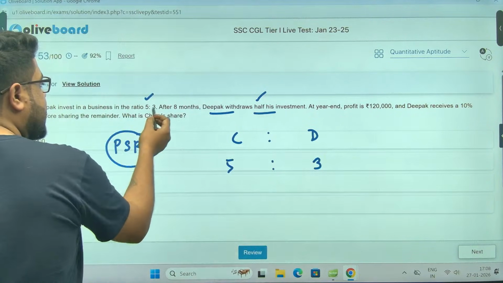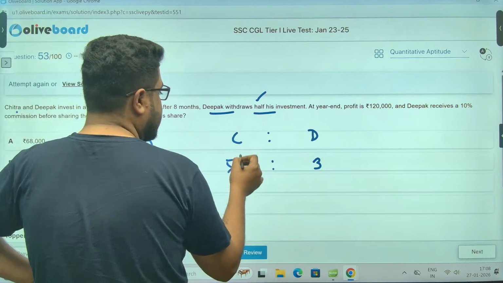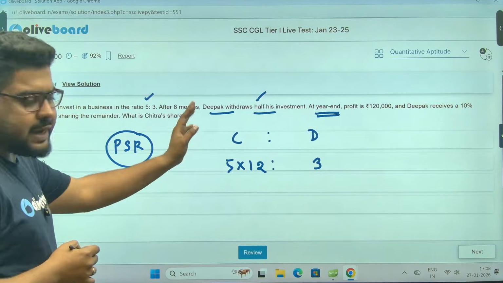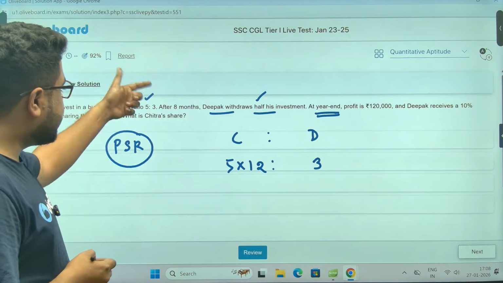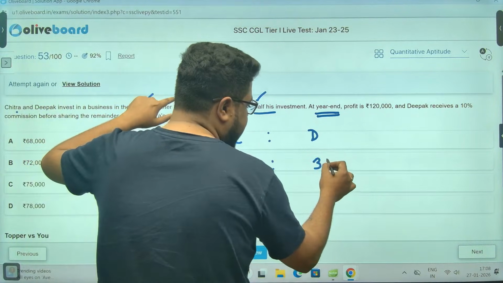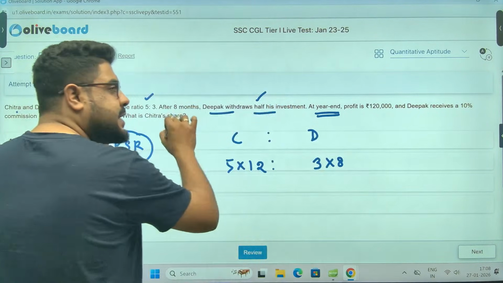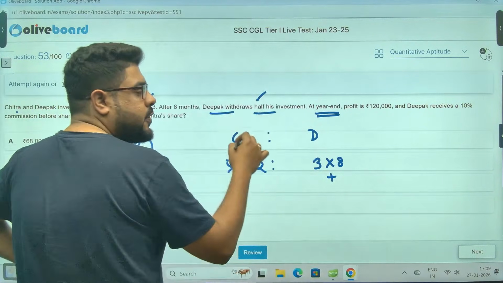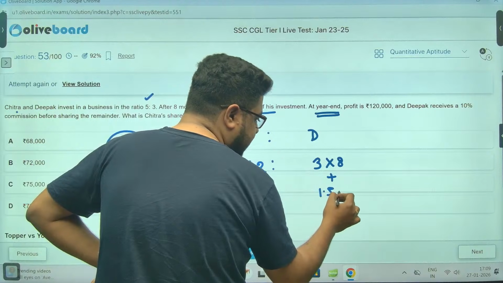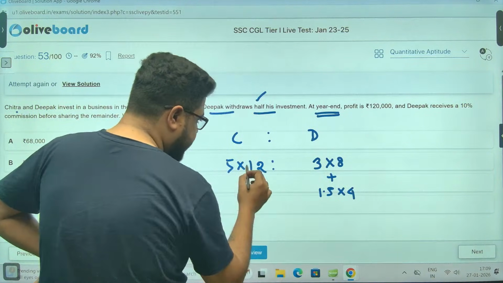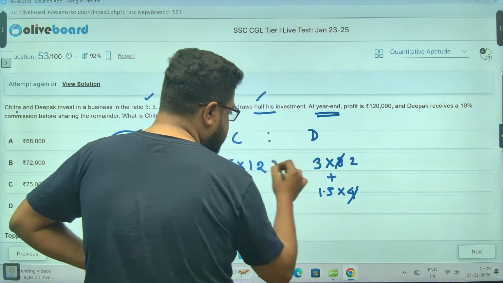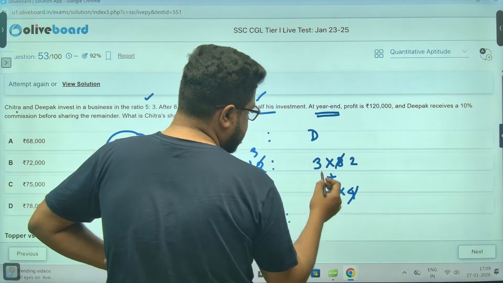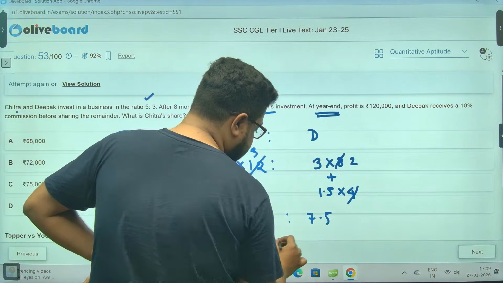Okay, 8 months, so total 12. Year end means 12 months of business. Chitra has not withdrawn anything, so 12 months. For Deepak, after 8 months, his initial amount was there for 8 months, then half, meaning 1.5, for the next 4 months. So if you calculate, 4 twos are 8, 4 threes are 12, ratio 15, and 3 twos are 6, 6 and this are 7.5, meaning 2:1.